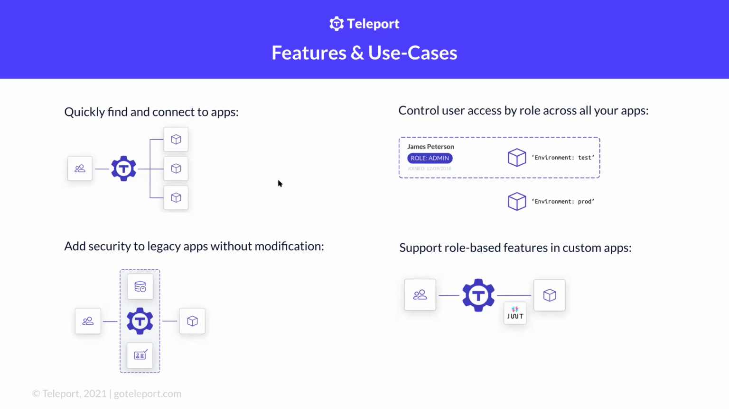Right? So, for example, the role an engineer has should dictate whether, or what kind of, access they have to a particular web application. This allows companies to practice least privilege access policies with their internal apps, for example.